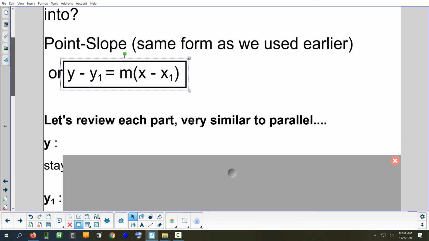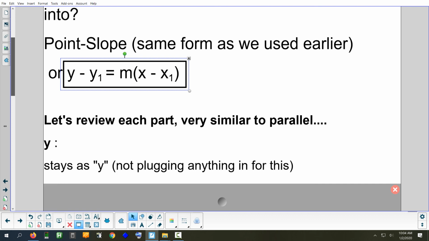So, in the box, what do you do with the y? Nothing. Remember, y stays as y. So for you guys, I would just put it all on the same line, because you only have one line to write stuff on. But the y stays as y. So you leave it. How about the y1? Does that stay the same? Or do we normally fill something in for y1?